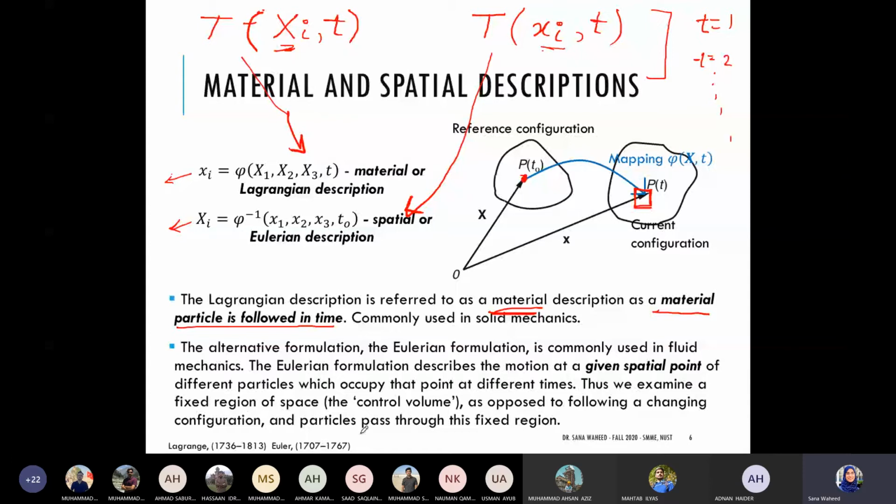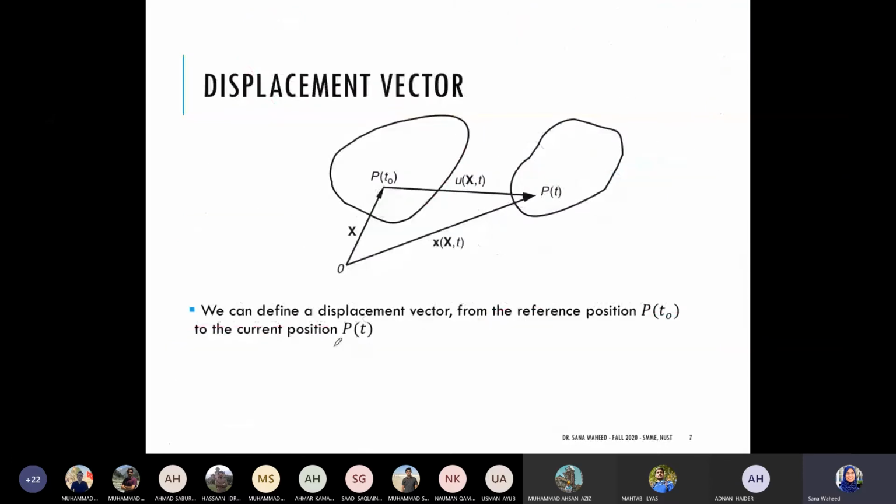Right. Okay, so let's carry on with one small thing, and then I'll have a little bit of a break. Previously, going from the reference to the current configuration, I'd used a mapping. But there's another way to represent this, which will be used frequently later on. That's why it's a good idea to have it to begin with: we can also define a displacement vector, which takes a particle from its reference position to its current position, right?